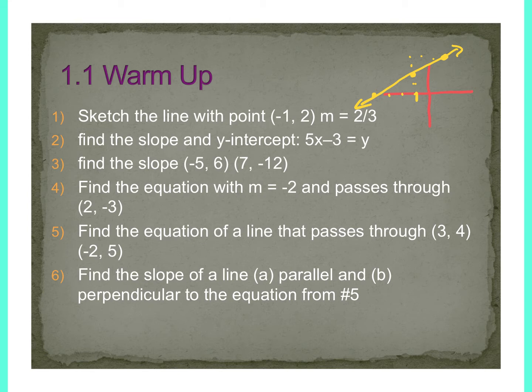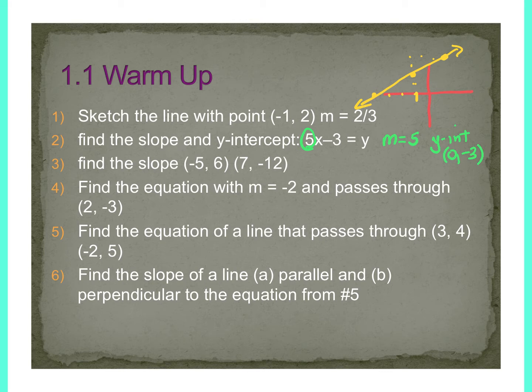Number 2 says find the slope and the y-intercept. So my slope is m, and this is already in y equals mx plus b form. That's 5. And the y-intercept is (0, -3). Remember we said intercepts have to be in coordinate point form.